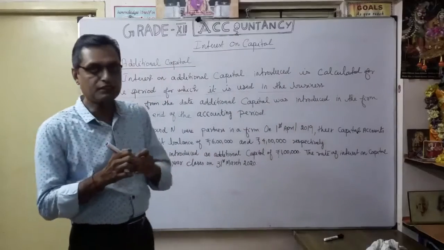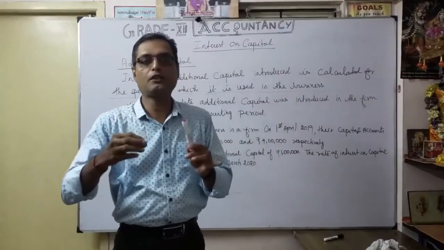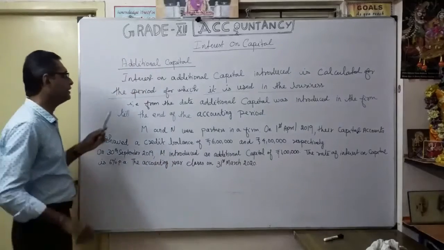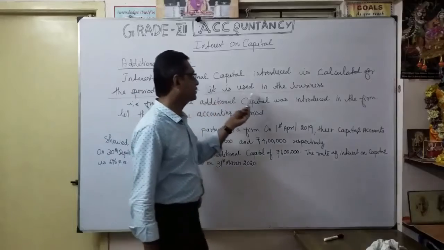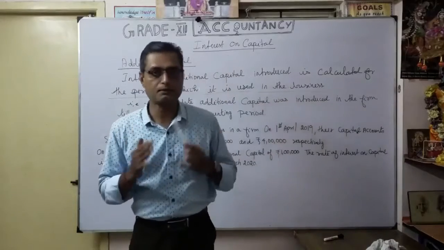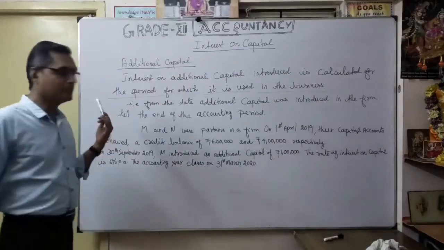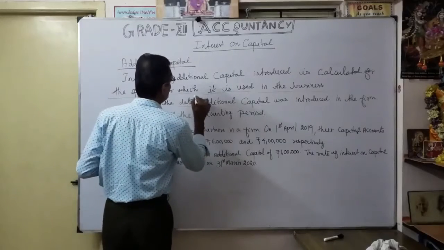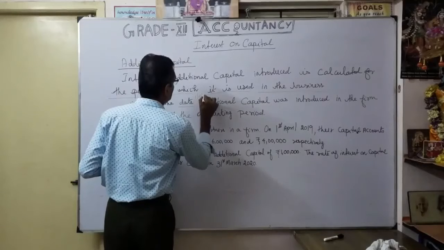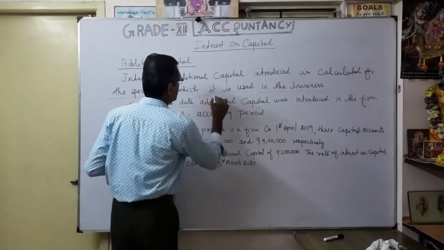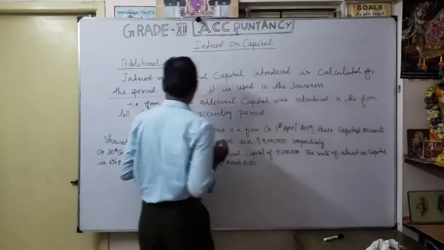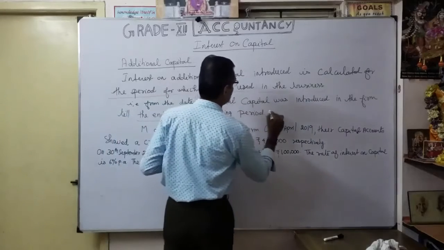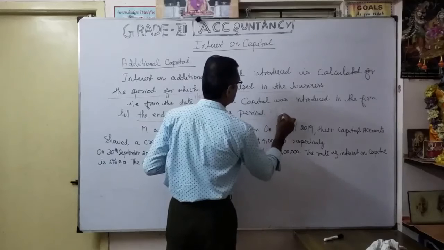So only that period are we going to consider for calculation of interest. Okay, that is very important. That's why it is the period for which the additional capital is used in the business. Meaning, from the date the additional capital is introduced. For example, on 1st September 2019 they introduced it in the firm, till the end of the accounting period, 31st March 2020.